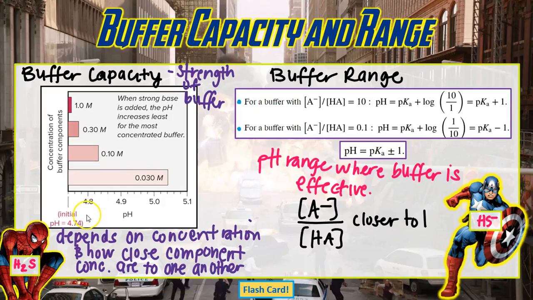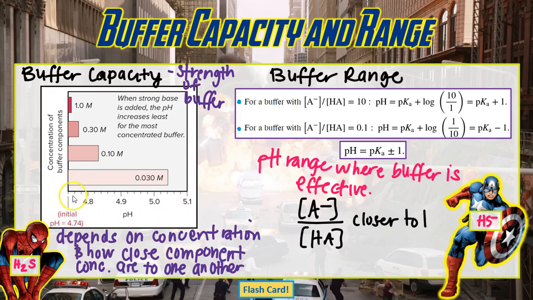Now we're able to focus on buffer strength and buffer range. So buffer capacity is going to allow us to understand the strength of a buffer. And it depends on two things: the concentration of the buffer components and how close those component concentrations are to one another.